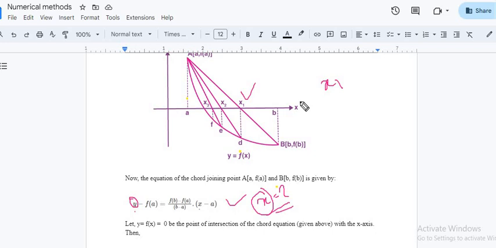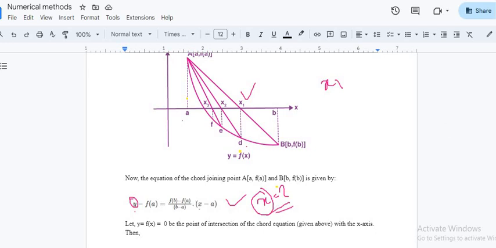Then if you want to increase the accuracy, you can consider this again. Now your interval will vary from A to say point T. Again you need to draw a straight line, a chord, write the equation, and for a certain value of x the function will be equal to 0. So again put y equal to 0 and find the value of x. If you run the process for a number of iterations, one can get a more accurate value of the root.